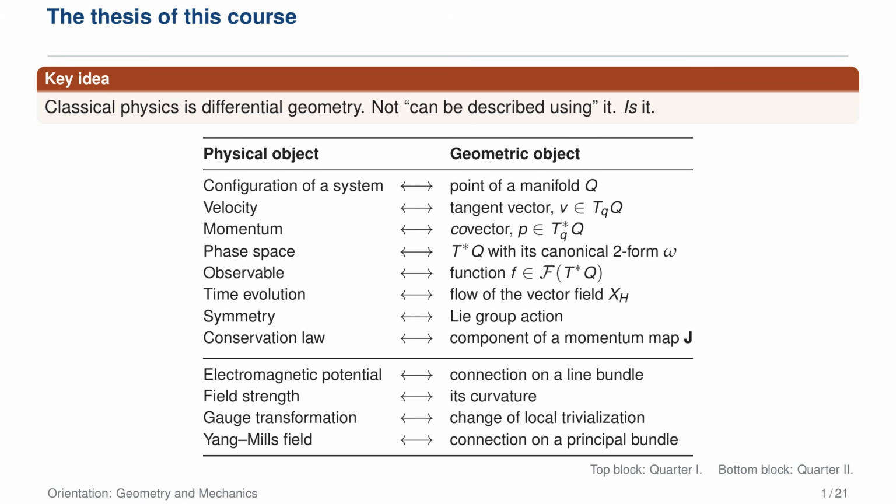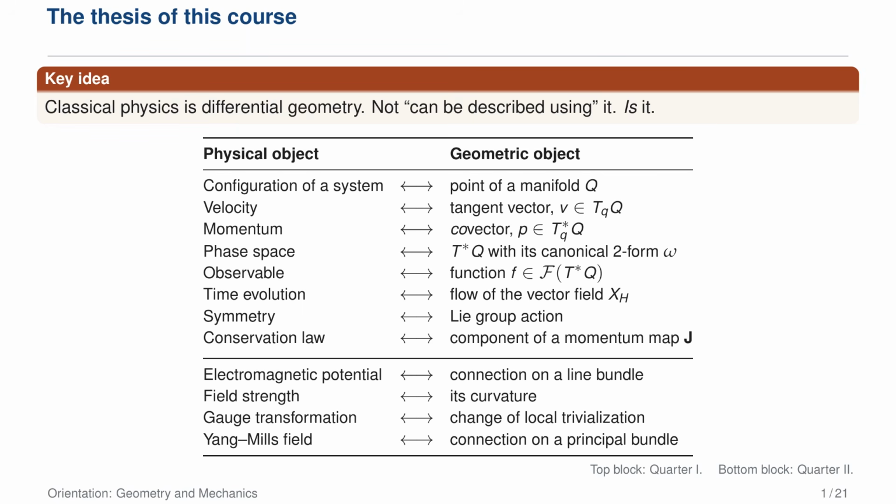Let me start with the claim this whole course rests on. Classical physics is differential geometry. I do not mean that geometry is a convenient language for describing physics. I mean the objects are the same objects. The configuration of a mechanical system is a point on a manifold. A velocity is a tangent vector.